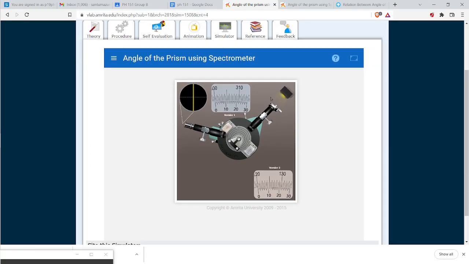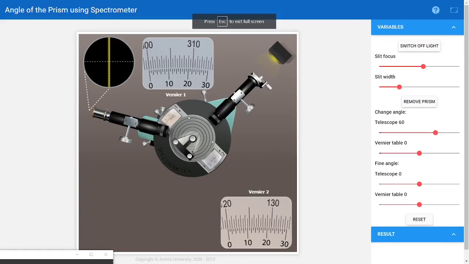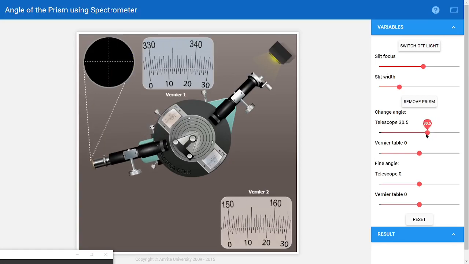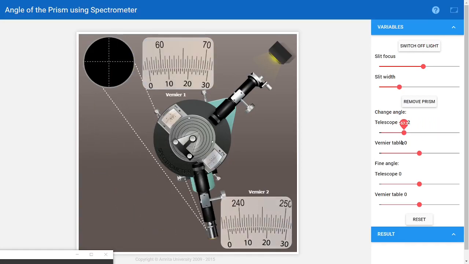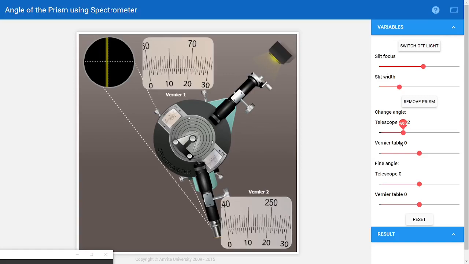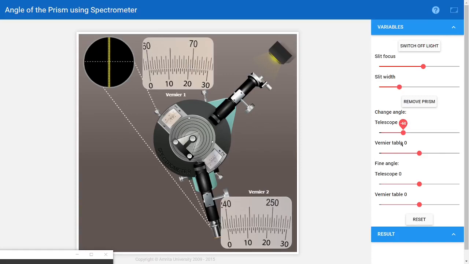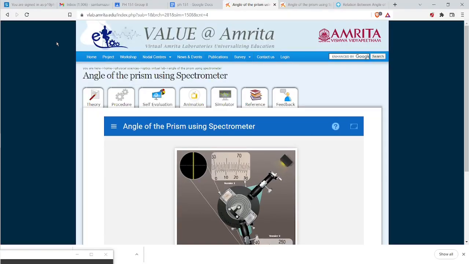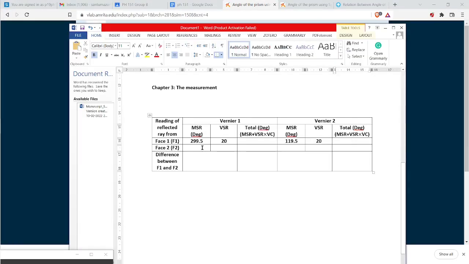Now this is phase 1, you have to move the telescope towards phase 2, and to do that you have to go in this direction. You can find the slit out here, the crosswire. Now you have to take the value for the vernier 1 and the vernier 2 for phase 2, and write down the values for the same MSR reading, VSR reading, total reading. For vernier 2 MSR, VSR and the total, you will get the phase 2 value.